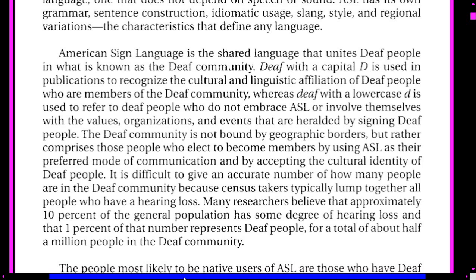And this is a very unfortunate number. I do not understand why only 1% of deaf people speak this amazing language.